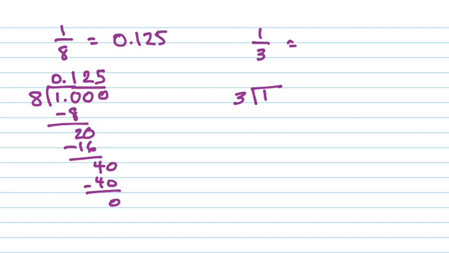3 divided into 1. Will 3 go into 1? No. So we add a decimal and a 0. 3 goes into 10, though. How many times? 3. And 3 times 3 is 9. If you subtract, you get another 1. Put another 0. 3 goes into 10 3 times, which gives you another 9. Which gives you a 1.